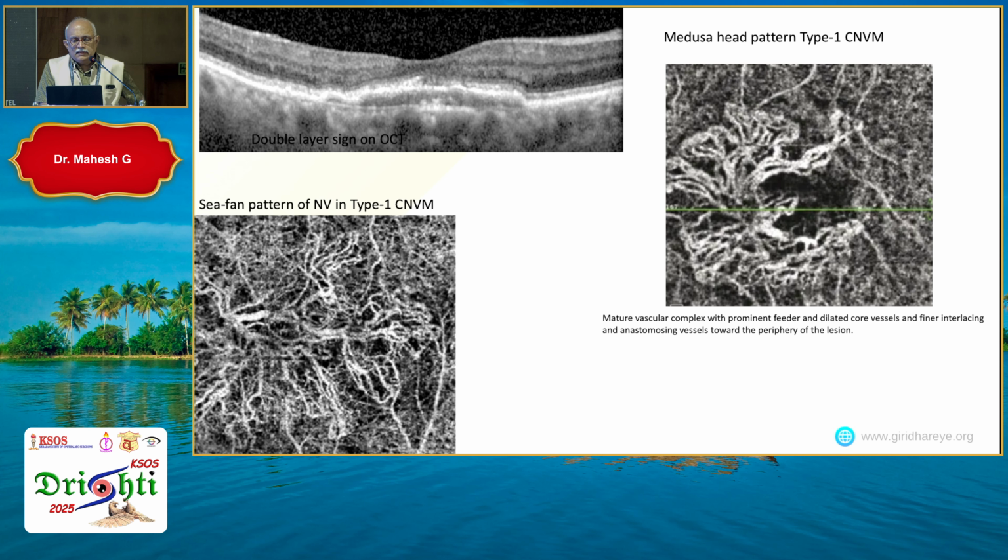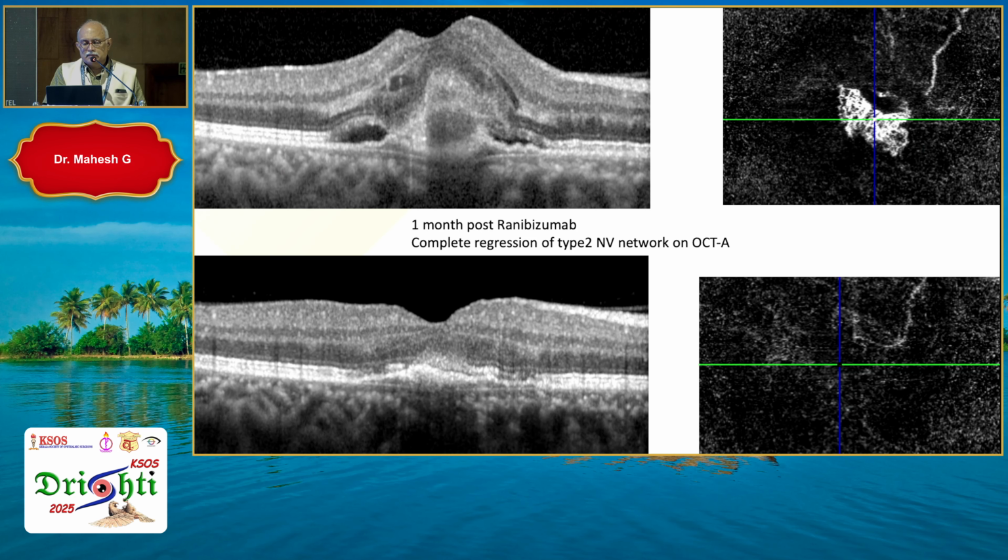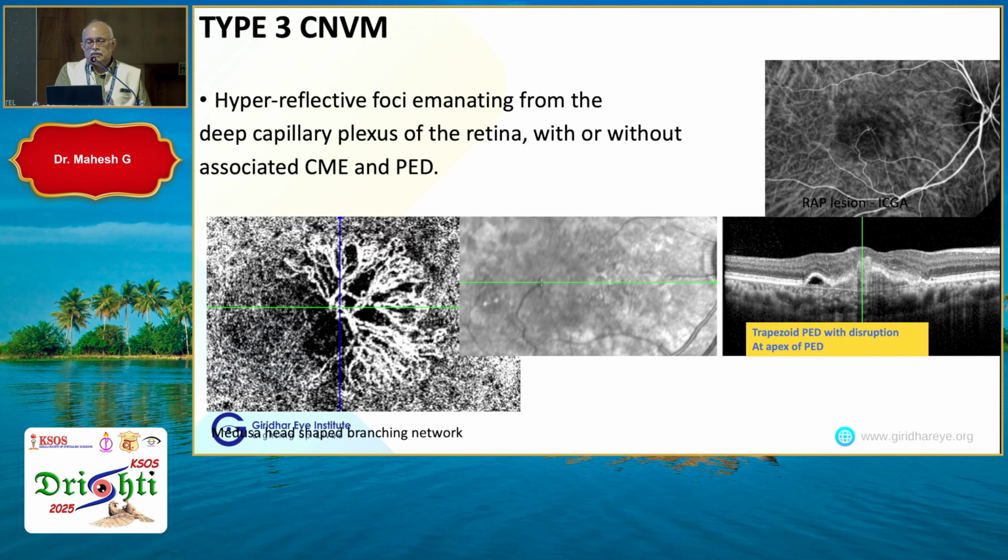Okay, so this is type 2 or pre-RPE. The network will be growing from under the RPE to the pre-RPE space. So it will be a small bunch, but very dense, with more subretinal and intraretinal fluid. This is a classic CNVM, old terminology. You can see after injection how the vessels have changed. It has not disappeared, but it has reduced significantly after the injection.